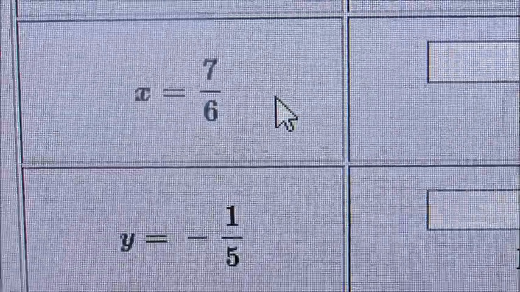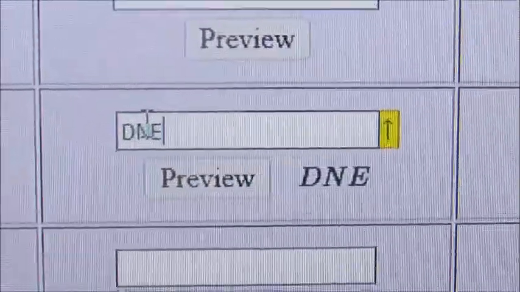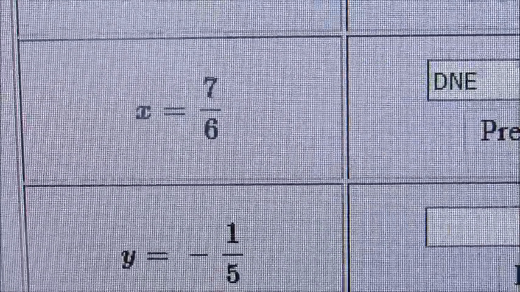Okay, for this next one, I'm going to skip this one right now. Go to x equals 7 over 6. So remember, when we have no y, our slope is going to be DNE, and our x is at 7 over 6, so it's not ever going to cross the y axis, so that also is going to be DNE.